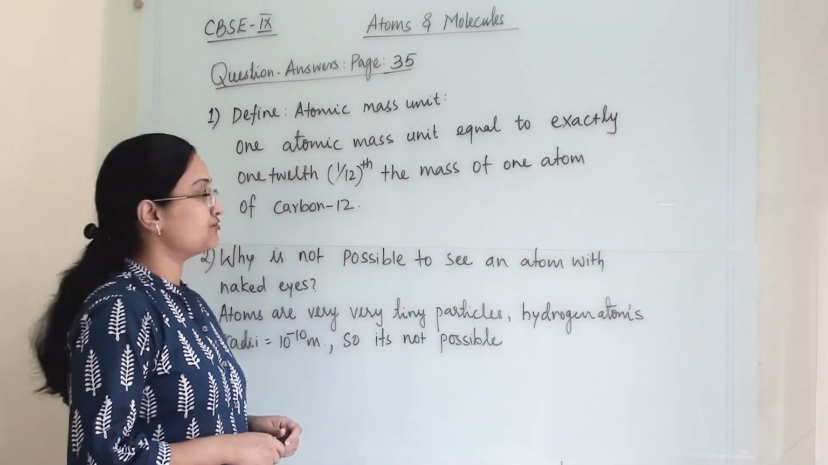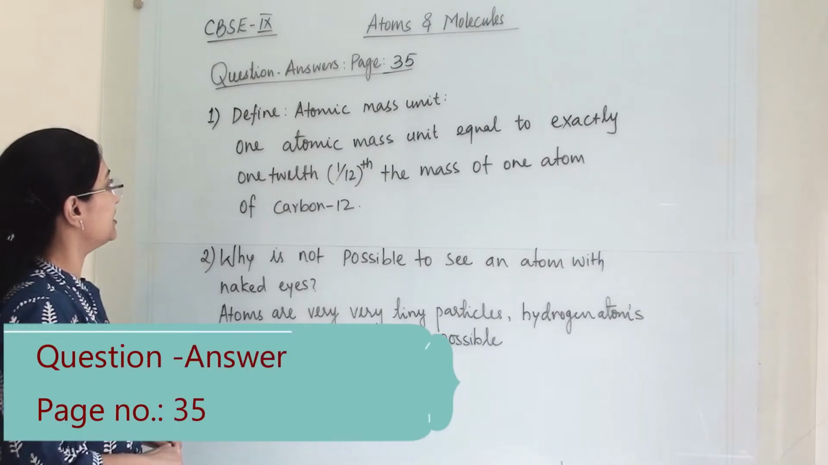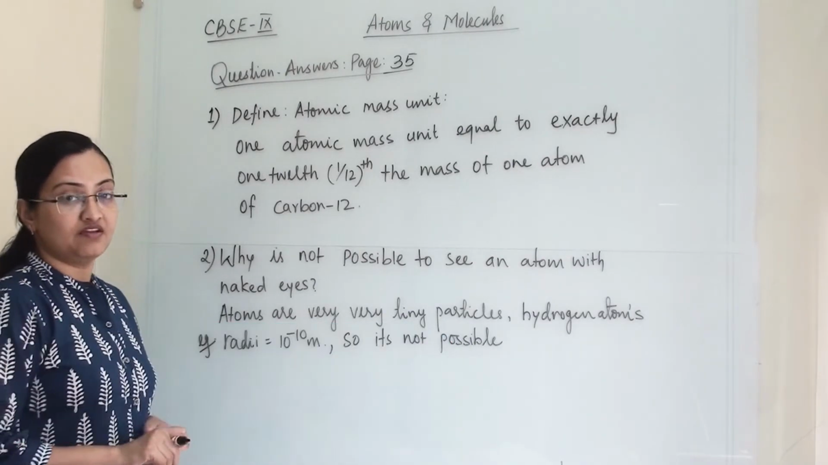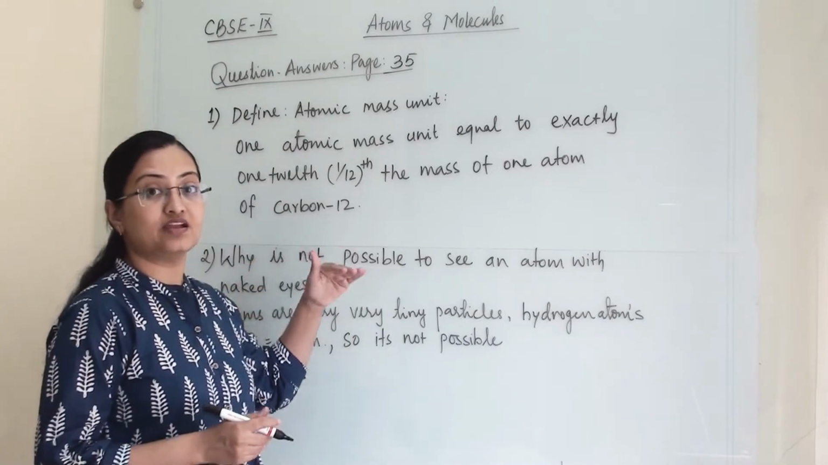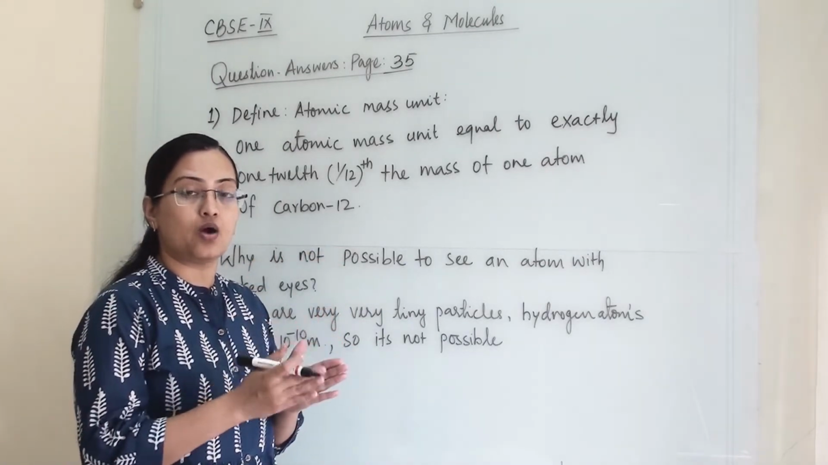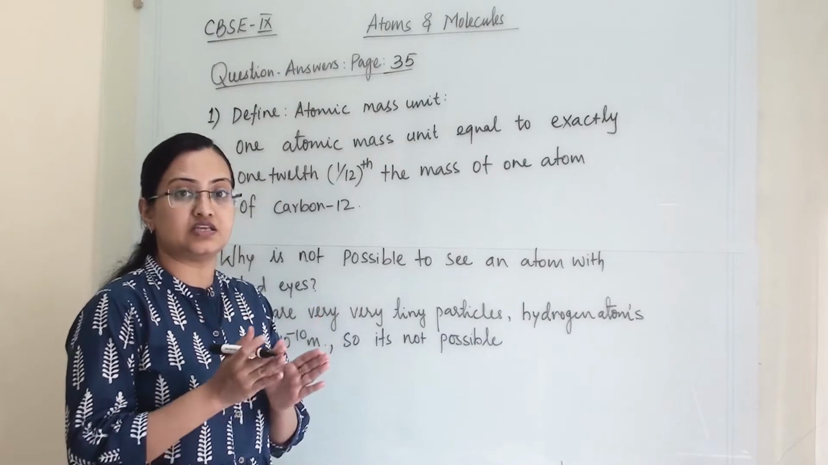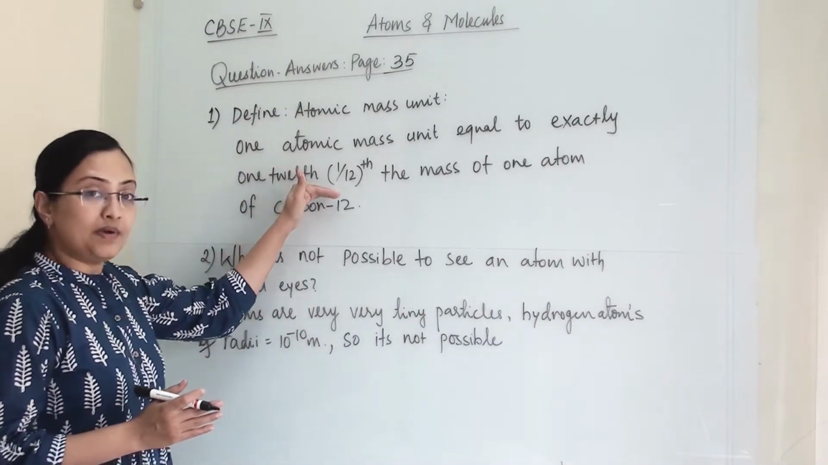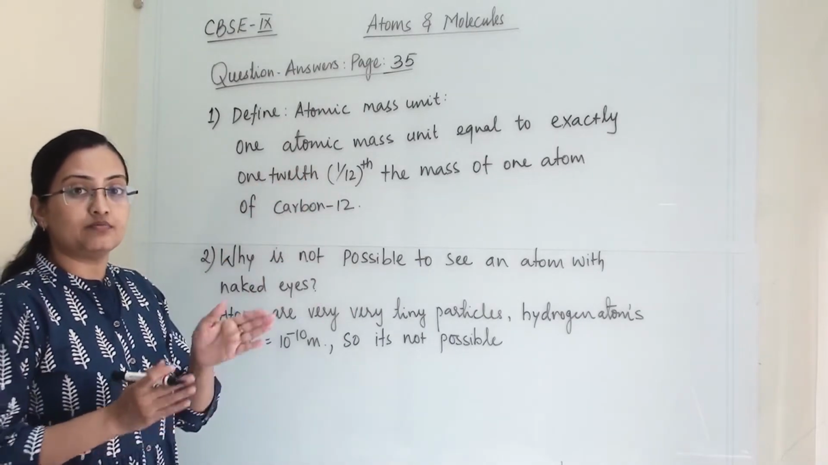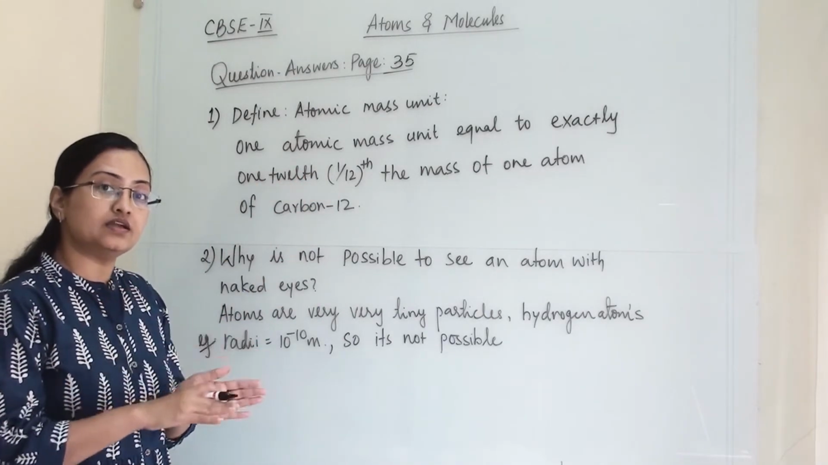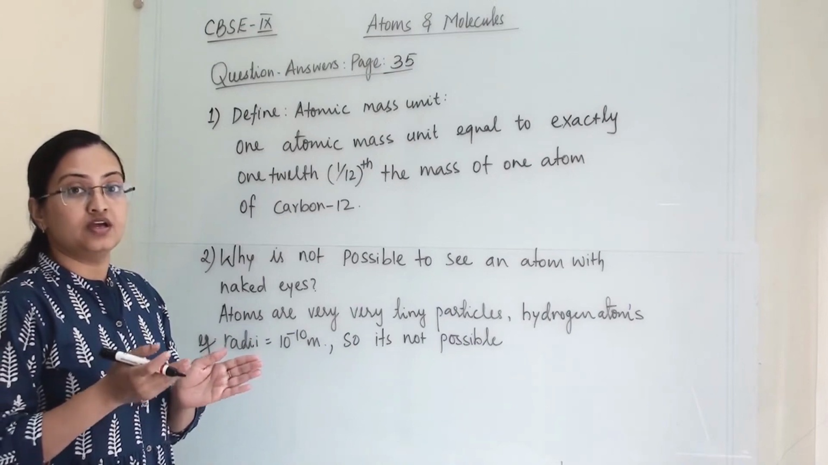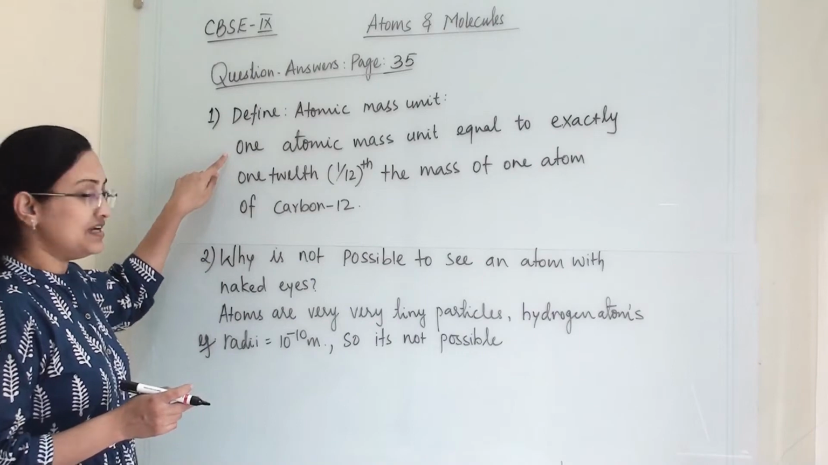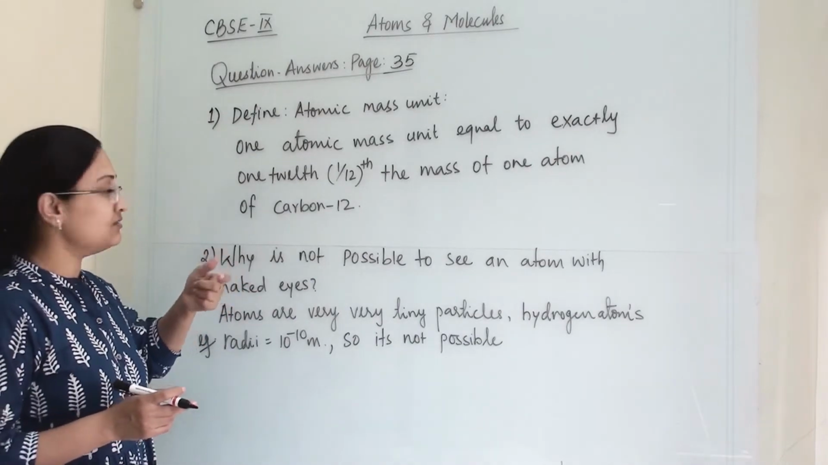Now our next set of questions is from page number 35. First question is, define atomic mass unit. We have already studied this and we have already learned how we are defining atomic mass and atomic number, and why we are comparing it with the carbon atom and why we are comparing any other atom to the hydrogen atom. This video's link I have given in the description. Here let us see the definition and understand it in brief.